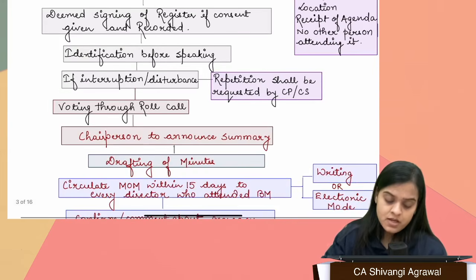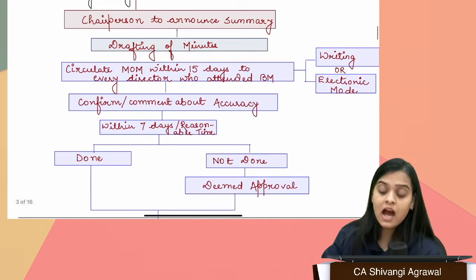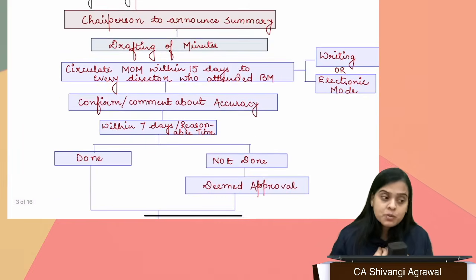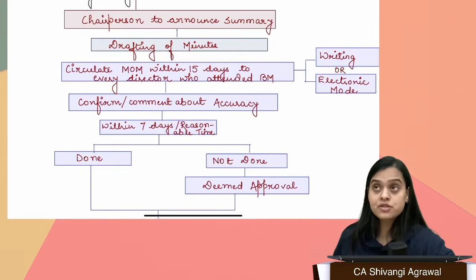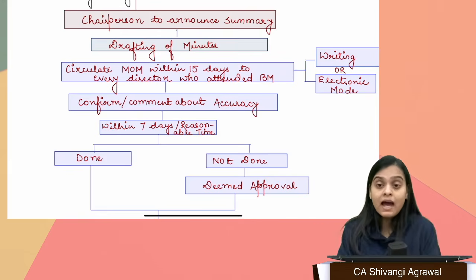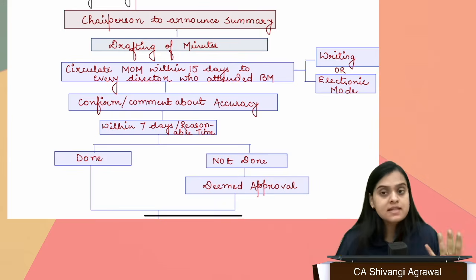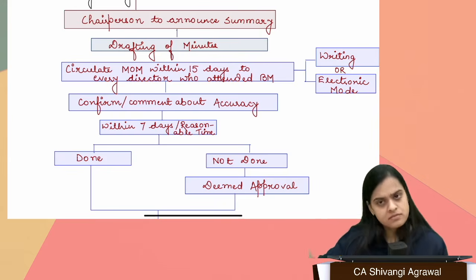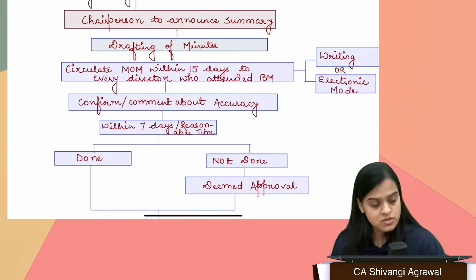Okay, so after that, there will be discussions, deliberations, and identification before speaking. There will be voting, and after every agenda, the chairperson will announce the summary: this was the agenda, this is what we have resolved, and these are the directors who have dissented, who have not agreed, and have voted against the resolution. When the chairperson is announcing that, somebody, preferably the company secretary, is noting the minutes, right? So the draft of the minutes is being generated.